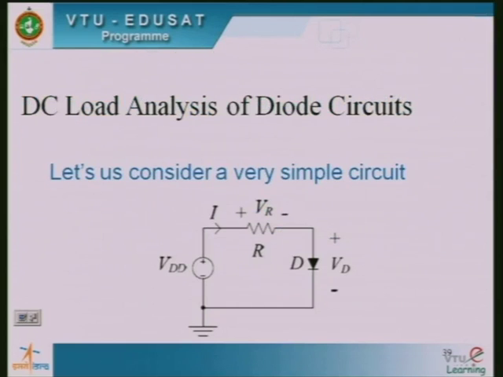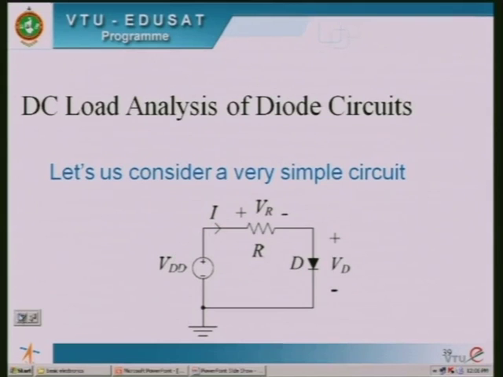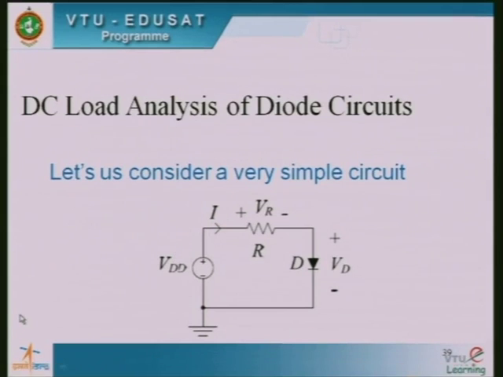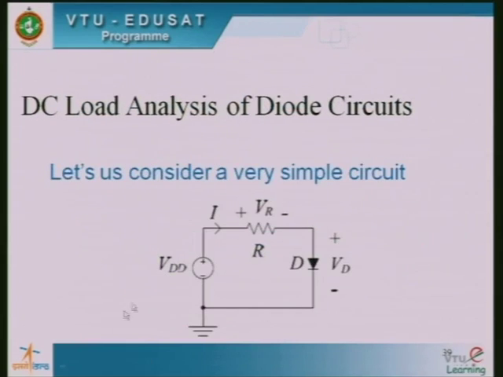So we have considered here one simple diode circuit. You can see here we have a DC power supply in series with a resistance R, which is in series with a diode D.